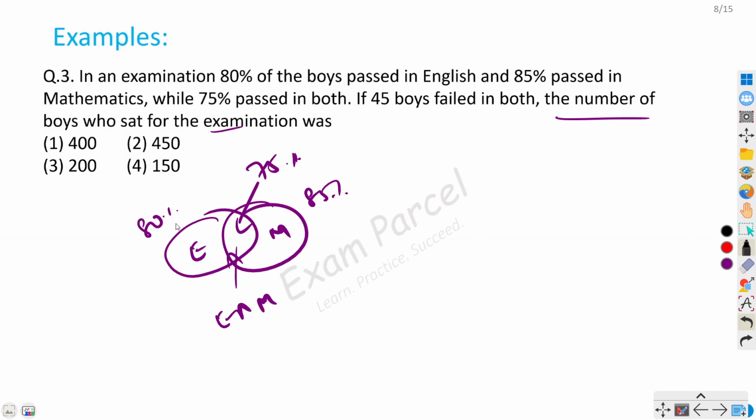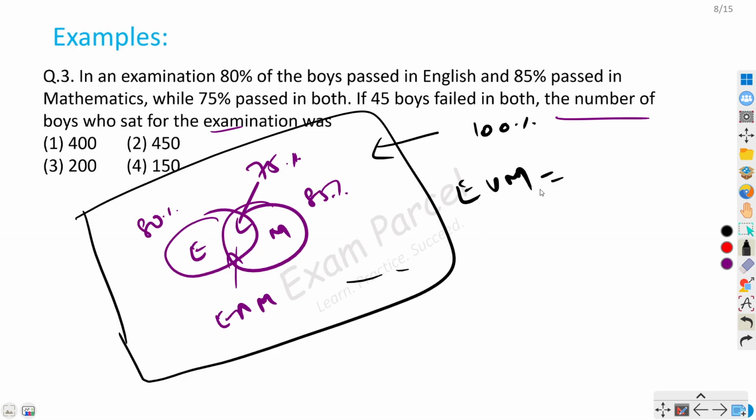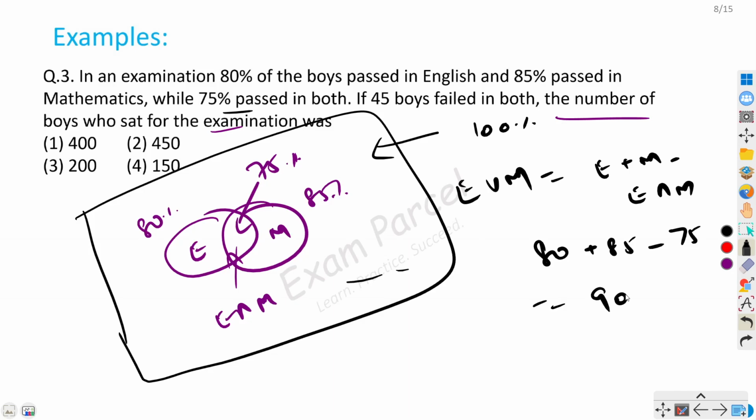So there are some boys who have failed in both the subjects. Those are these outer ones. Obviously overall would be 100%; all the students would be 100%. Let us find E union M. How many students passed in at least one subject? So E plus M minus E intersection M. Plug in the values: 80 plus 85 minus the common one, 75. 165 minus 75, that would be 90%, right? So 90% is at least E or M. If you combine these two circles, then you will get 90%.